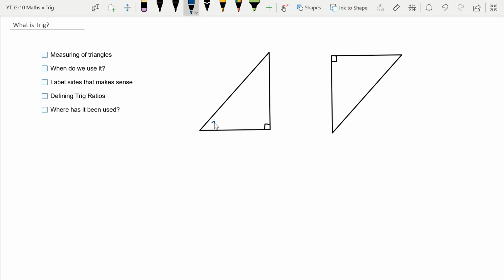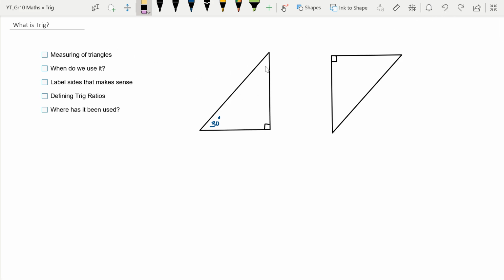And to find missing angles, what have we got? The sum of angles of a triangle adds up to 180. So when we've got two given angles in a triangle, we can find the size of the third angle by using the sum of angles of a triangle.